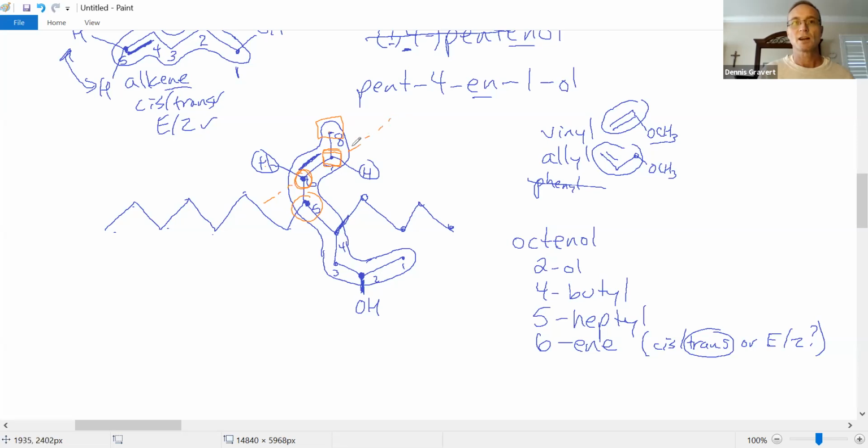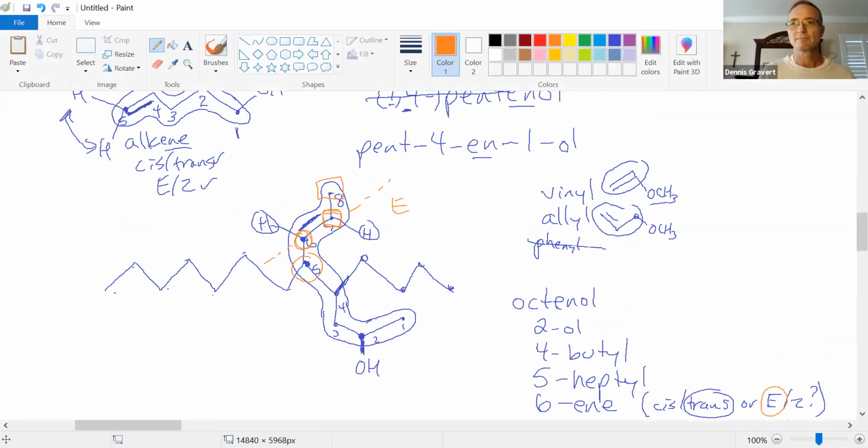And then our two highest priority groups, the winners, the box and the circle, are on opposite sides. That's not the same side. It's the other one, the E isomer. Entgegen? It's been a while. So you can either use trans or you can use E. Switch back.